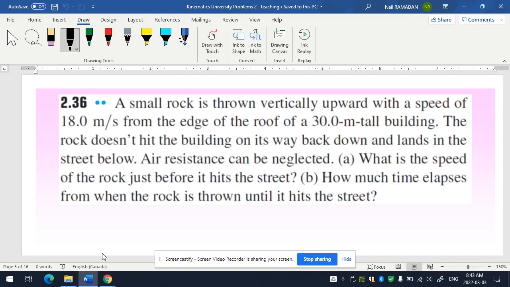You don't know what the final speed is yet. It could be zero. It could be positive. It could be negative, depending on if it's still going up, stopped, or went down. Of 80 meters per second from the edge of a roof. That is, sorry, of a 30-meter tall building.